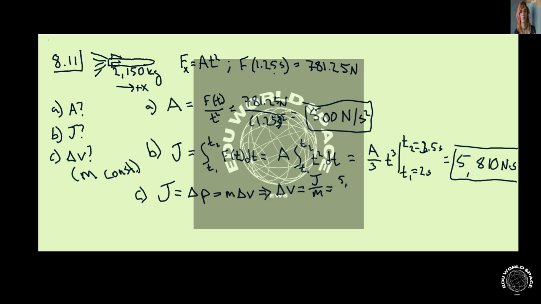So you have the 5,810 newton seconds here, 2,150 kilograms down here, and this works out to be 2.7 meters per second. And you can see that even though it's a fair amount of force that this is exerting over quite a while, because the mass of the rocket is so large, it doesn't speed up a whole lot in this 1.5 second interval, and that makes sense intuitively.